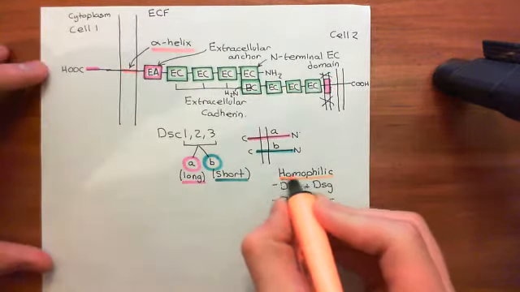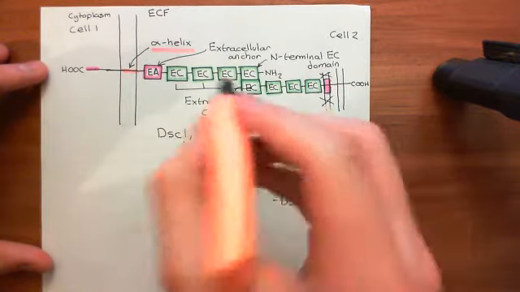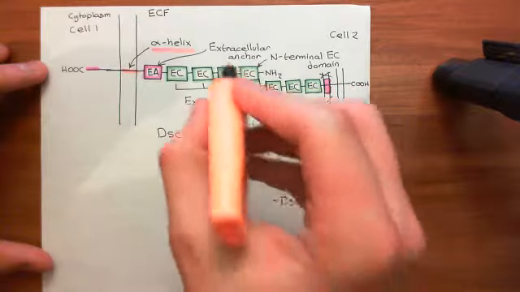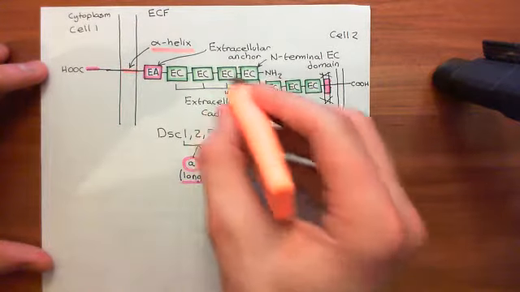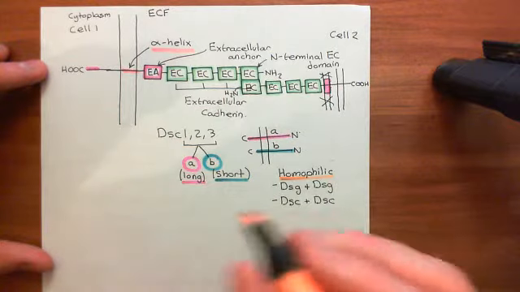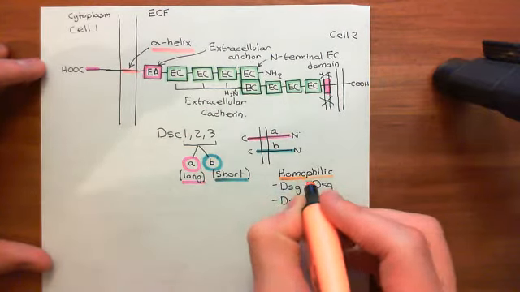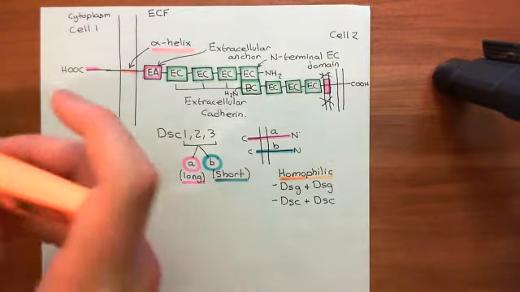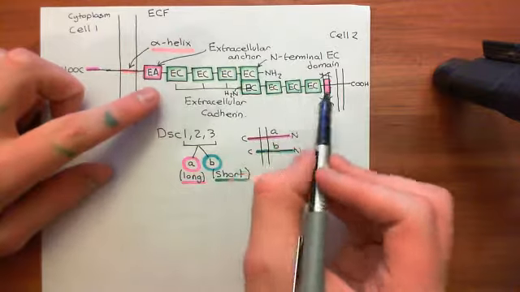Okay, so remember, homo means same, just in case you're wondering. So these are interactions between two cell adhesion molecules which are the same, or two desmosomal cadherins that are the same, but it doesn't quite have to be an identical protein. It just means it has to be in the same family, basically. Okay, so if it's a desmoglein here, this has to be a desmoglein here.